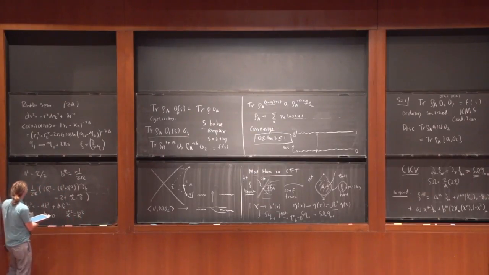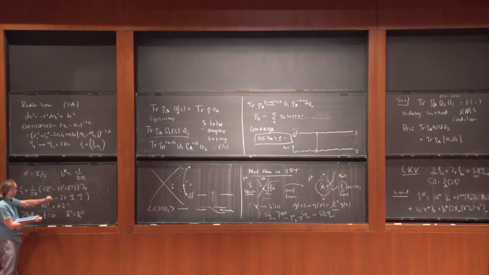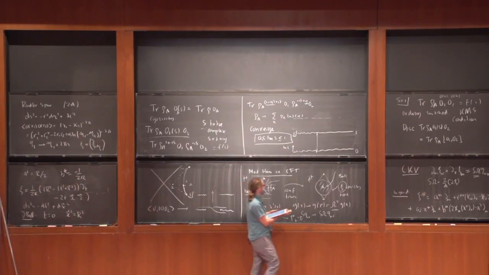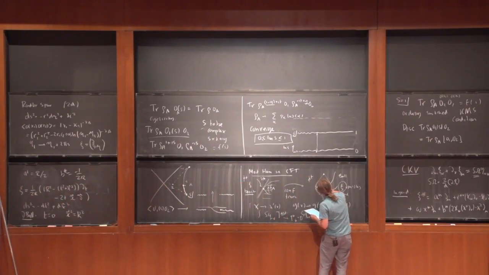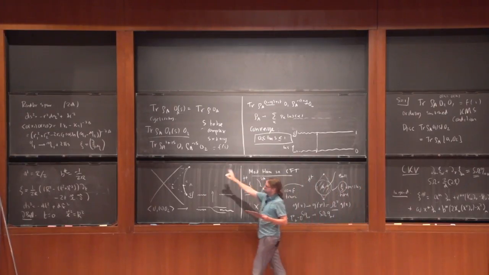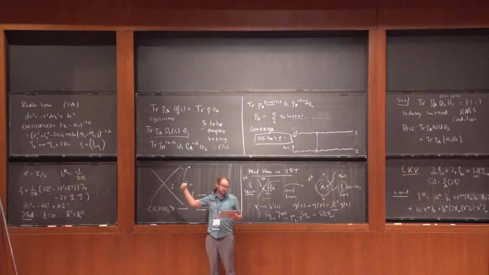The other thing is that the normalization, which I've already fixed here, is fixed by basically taking this vector field and expanding it really close to the boundary of this region, and then demanding that it goes back to the Rindler vector field. So that fixes the normalization.